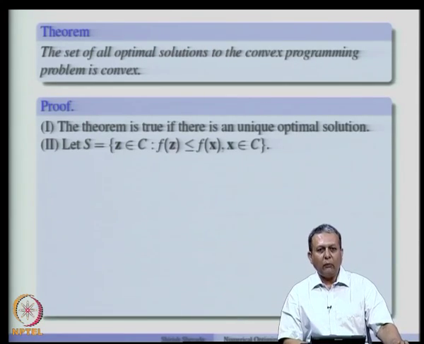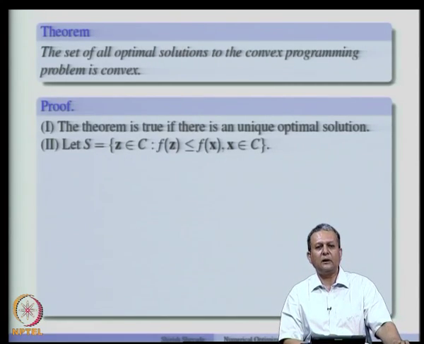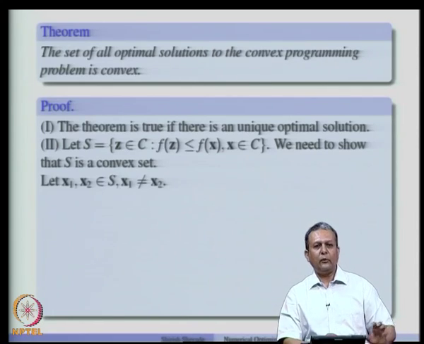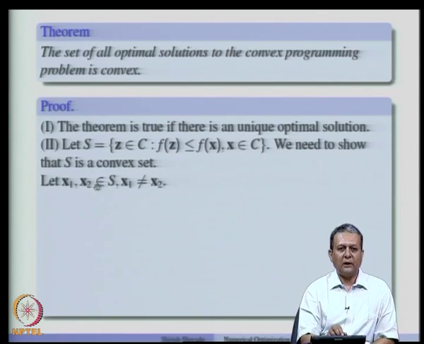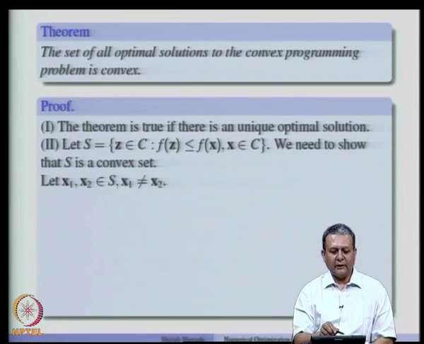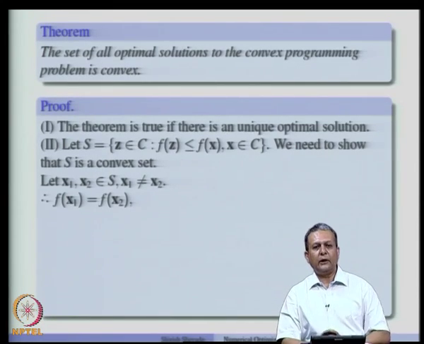Now, what we have to do is show that the set S is a convex set. To show that any set is convex, we have to take any 2 points in the set S, and show that the line segment joining those 2 points entirely lies within the set. If you can show that, then the set S becomes a convex set. So, for that purpose, let us take 2 points x1 and x2 in the set S, obviously distinct points, and take a line segment joining these 2 points.